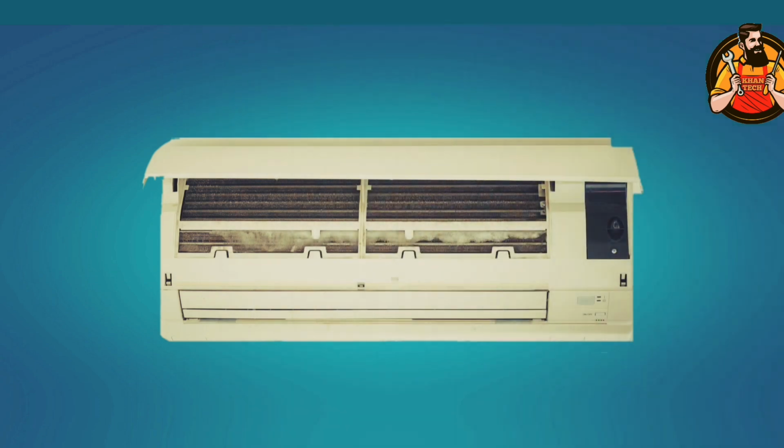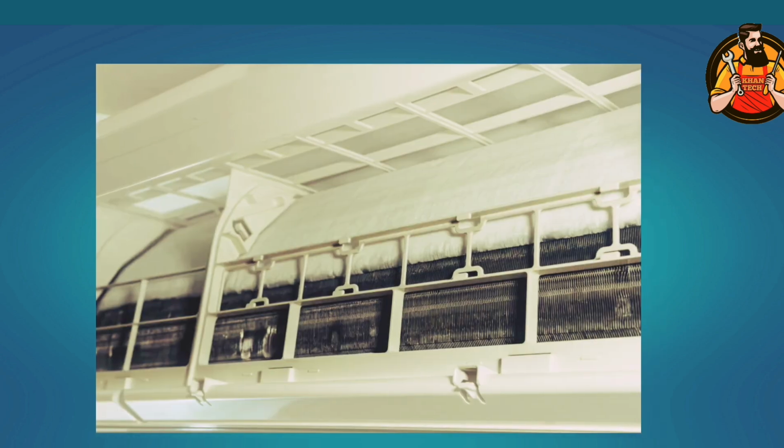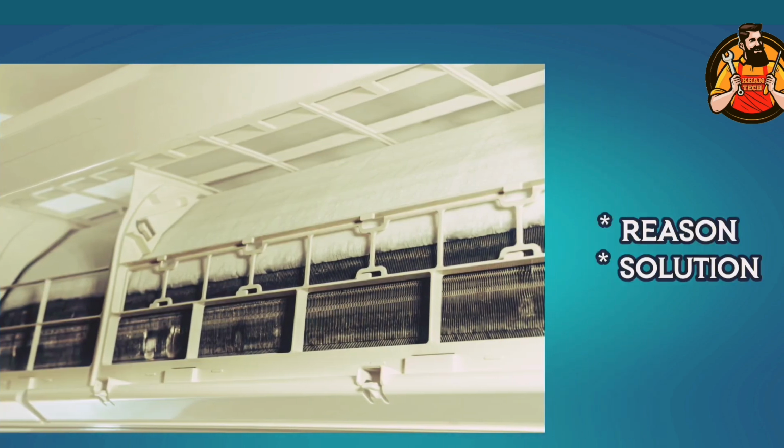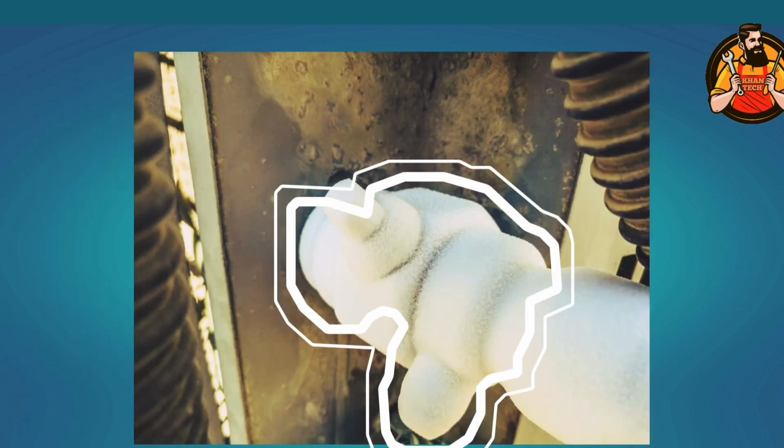In this video, we are going to learn about an important problem that can occur in an AC unit. We have seen that the evaporator coil is frozen. In this video, you can learn the reason and solution. Sometimes, the suction line is frozen all the way to the compressor. Let's look at the reasons for this one by one.